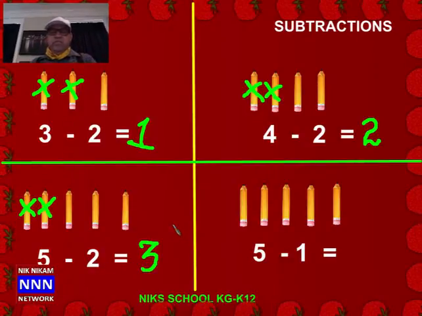Okay, let's look at one more example here. 1 pencil, 2, 3, 4, 5. Here we have 5 pencils on the right side to start with. And next to 5 it says minus. And next to minus it says 1. Take away 1 pencil from this group of 5 pencils.